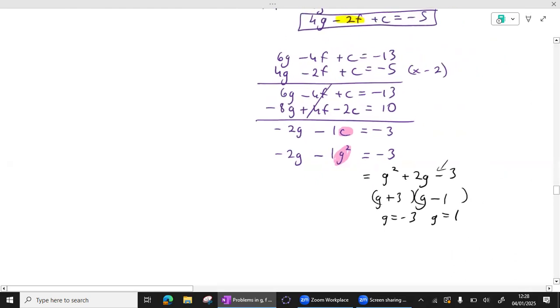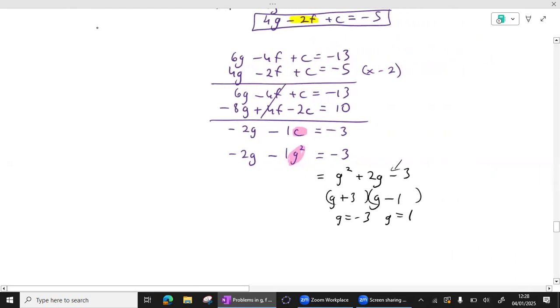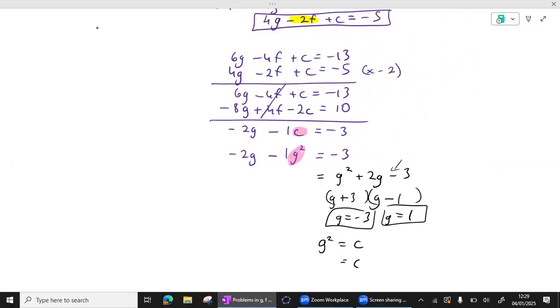Now that means we can figure out c. So g squared, so there are two values. g squared is equal to c. So that automatically means when g is minus 3, c is 9. And when g is 1, c is 1. So I've now figured out that c is 9 and 1.